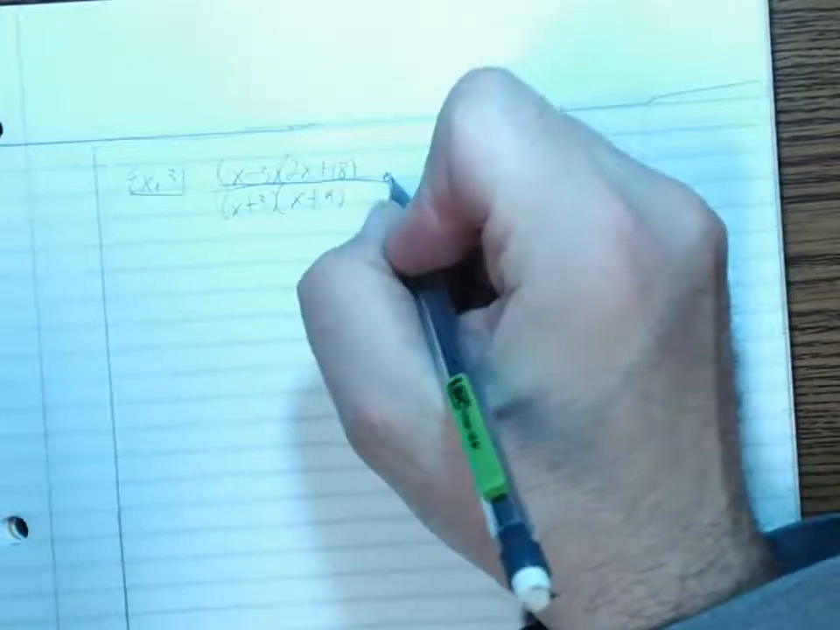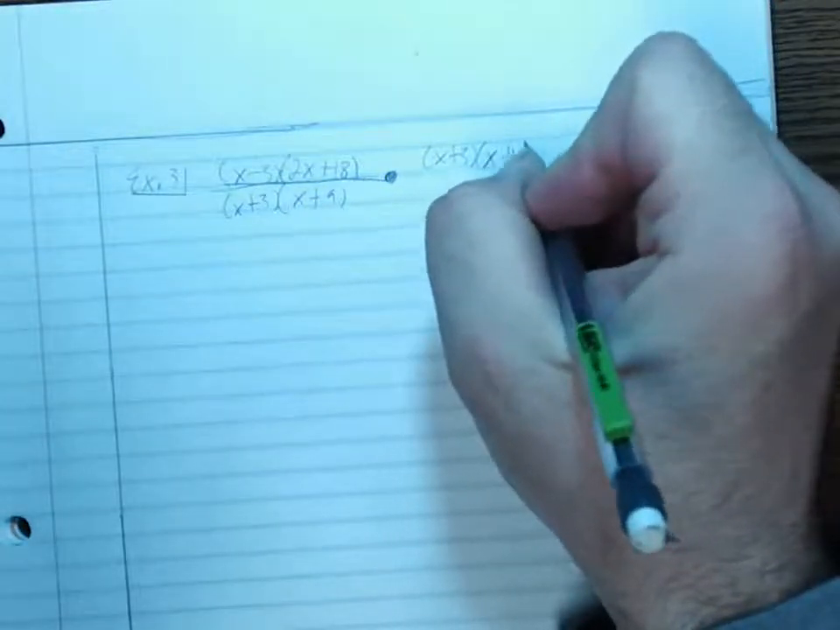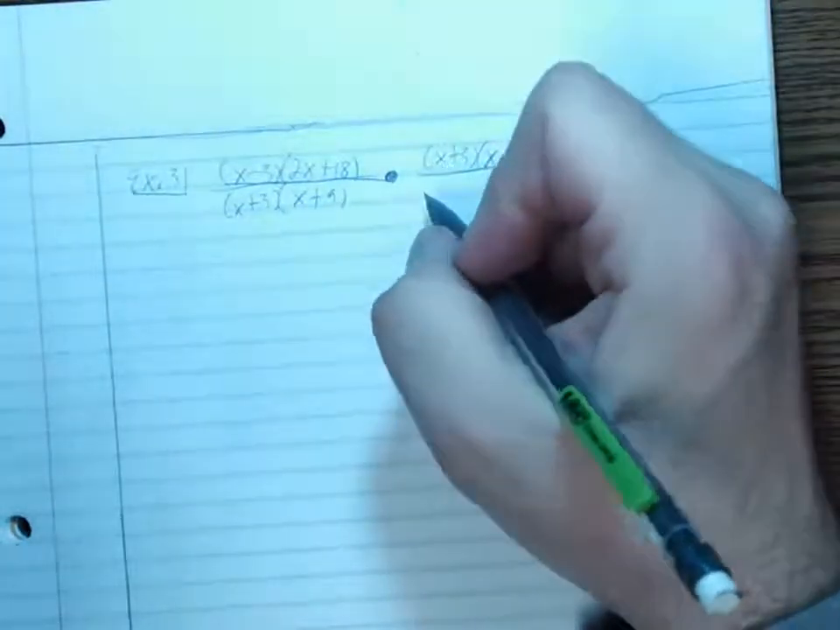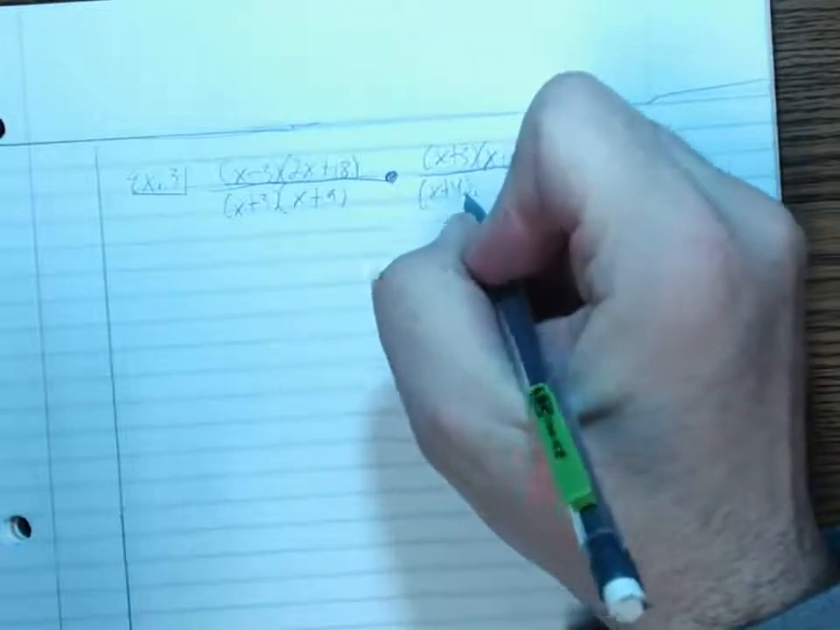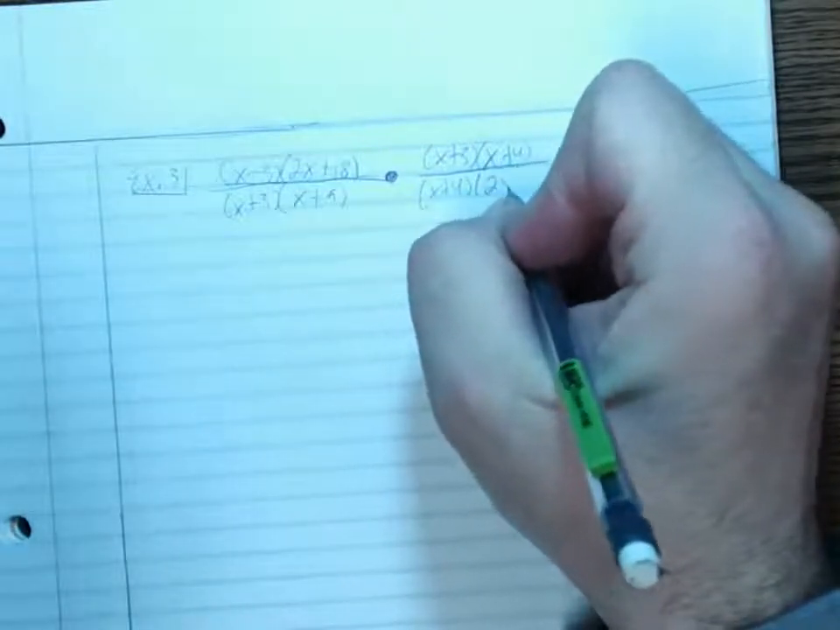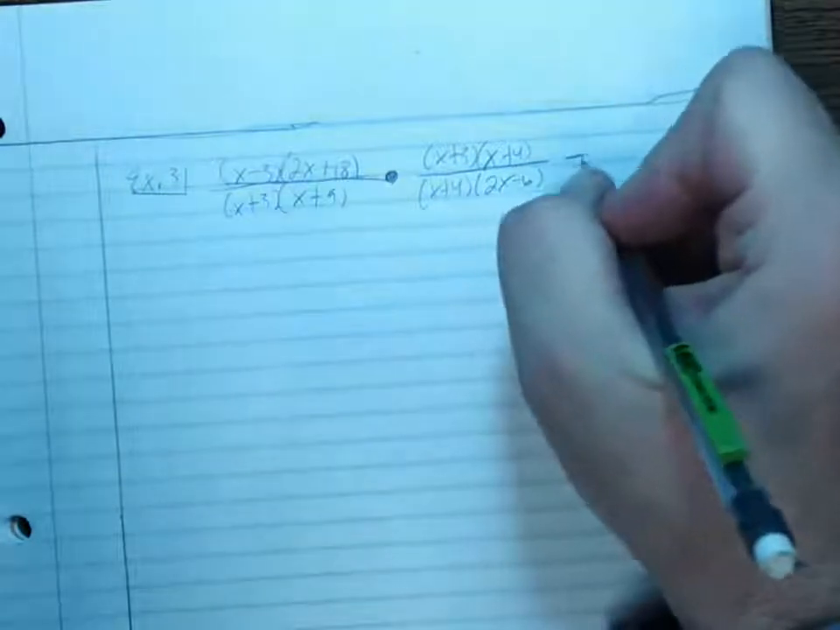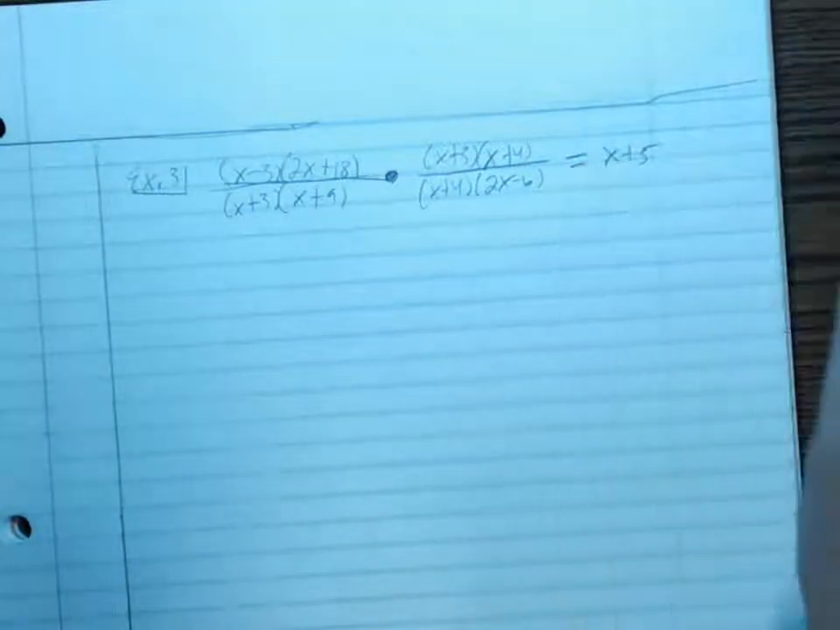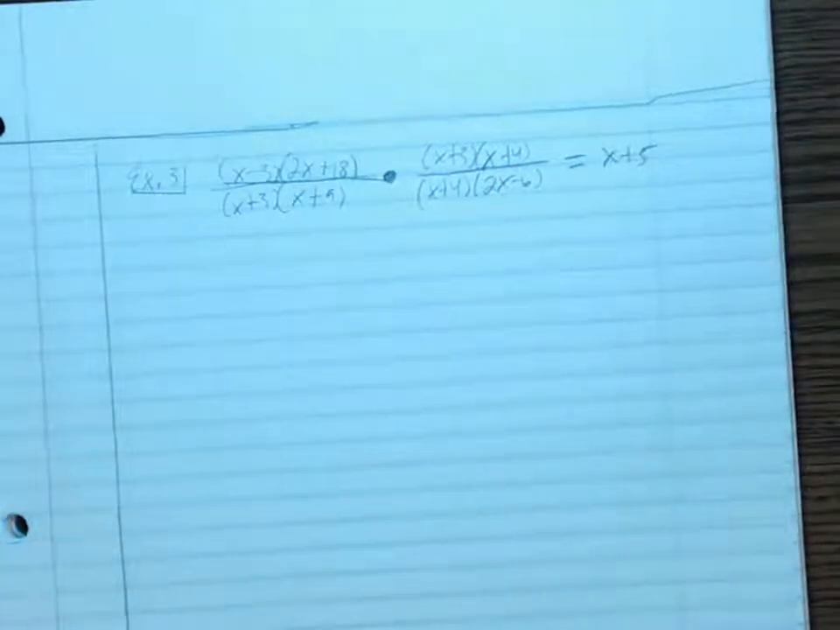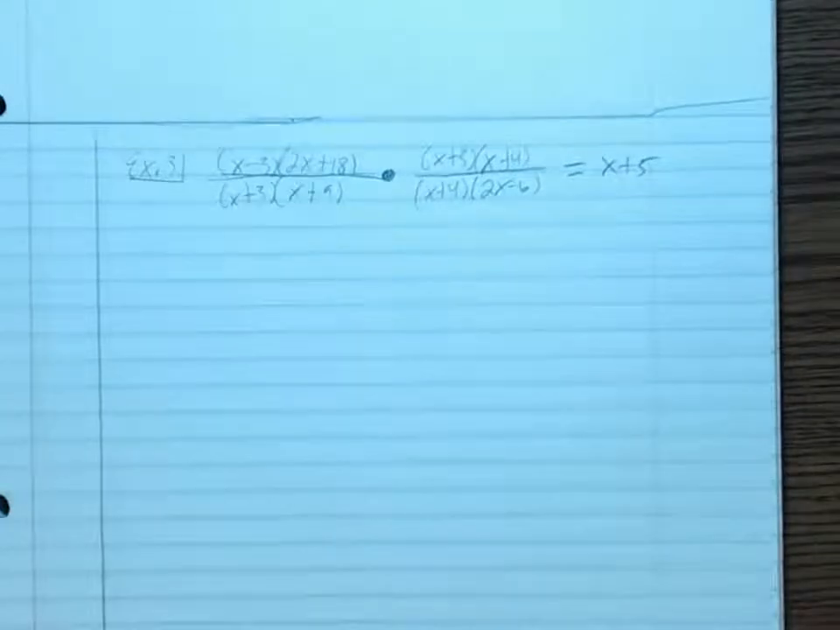And we're going to take that and multiply it by the following. x plus 3 times x plus 4, and that will be over x plus 4 times 2x minus 6. And all of that will be equal to x plus 5. Now, if you recall, when we simplified rational expressions using multiplication, the first thing we had to do was factor. So we need to factor some stuff here.